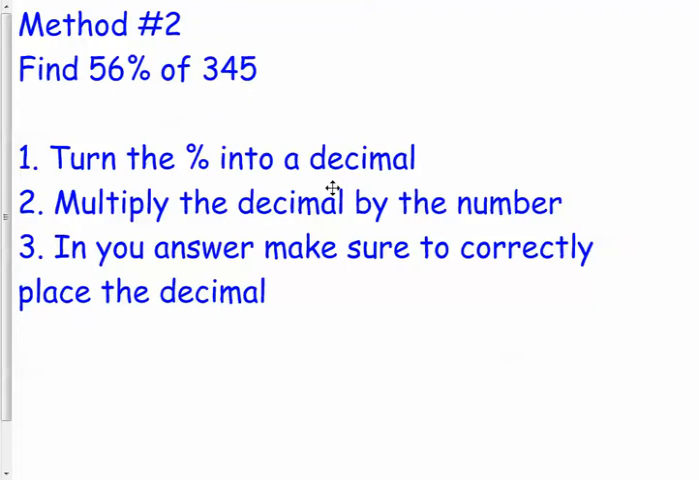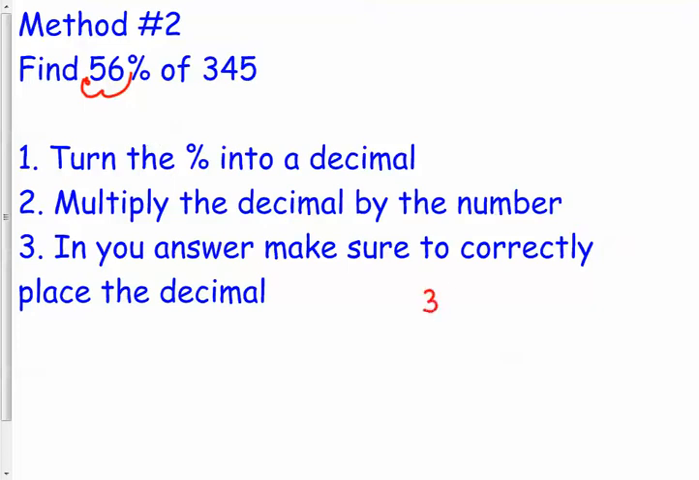So we have a second method, and the steps are on your sheet. Turn the percent into a decimal, multiply by that decimal, and then place that decimal in the right place. So there's a place for you to do your work here with me. So the first step is to take and make 56% a decimal. So when we change it to a decimal, we move over 2 places. So it's going to be 0.56 or 56 hundredths, and we multiply by 345.